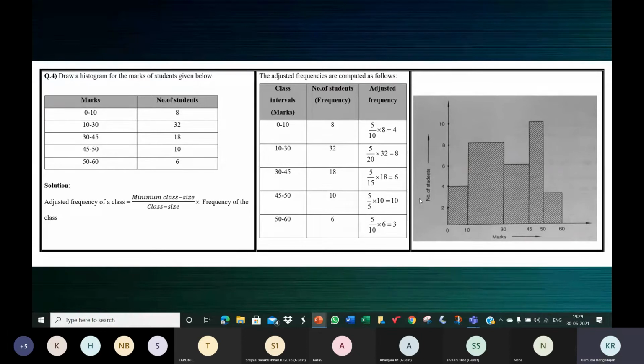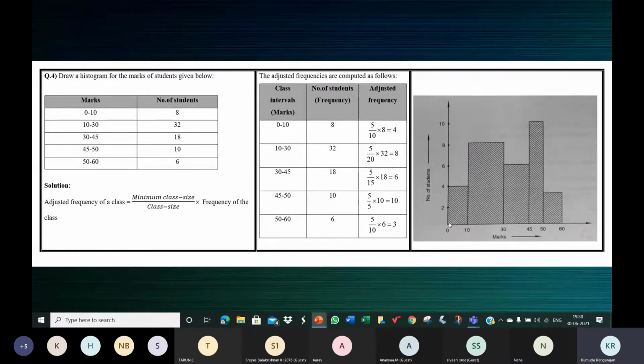And along the y-axis, you can see the frequencies. You have 3, 4, 6, 8 and 10. So on the y-axis, 1 centimeter is equal to 2 units. So every centimeter is marked in multiples of 2. So 0, 2, 4, 6, 8 and 10. The first centimeter is marked 2. The next centimeter is marked 4 and then 6 and then 8 and then 10. And the height of each bar will be equal to the value of the frequency.